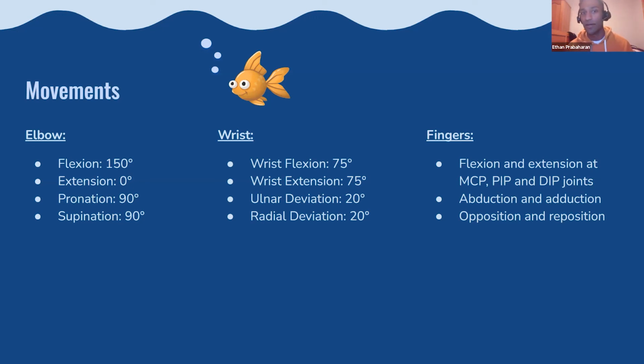So the wrist isn't quite a hinge joint because we can actually perform abduction and adduction or radial and ulnar deviation. At the fingers, we'll perform flexion and extension of the MCP, PIP, and DIP joints, abduction and adduction, and opposition and reposition. Remember, opposition is the movement that brings your thumb to each finger so that they can touch.